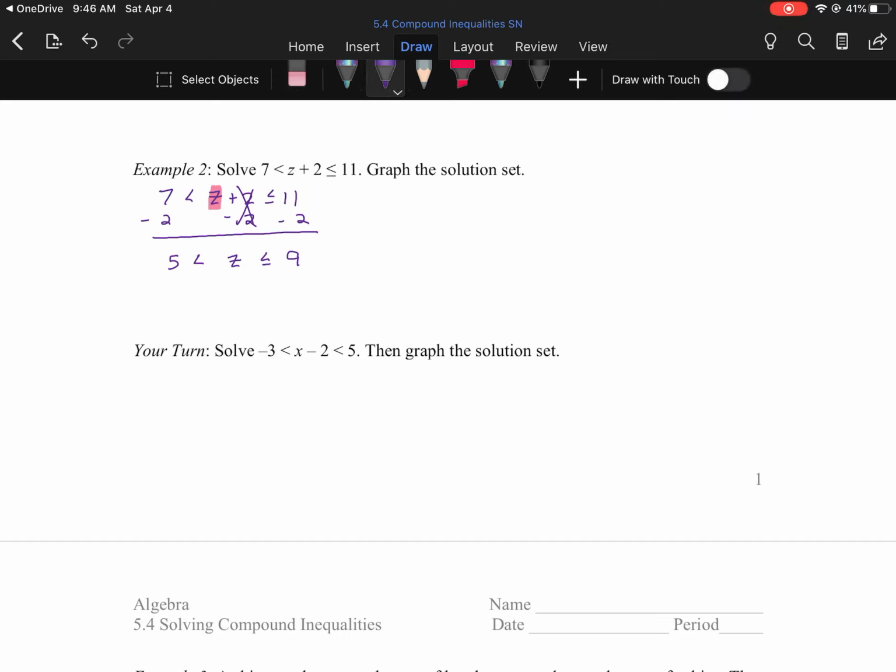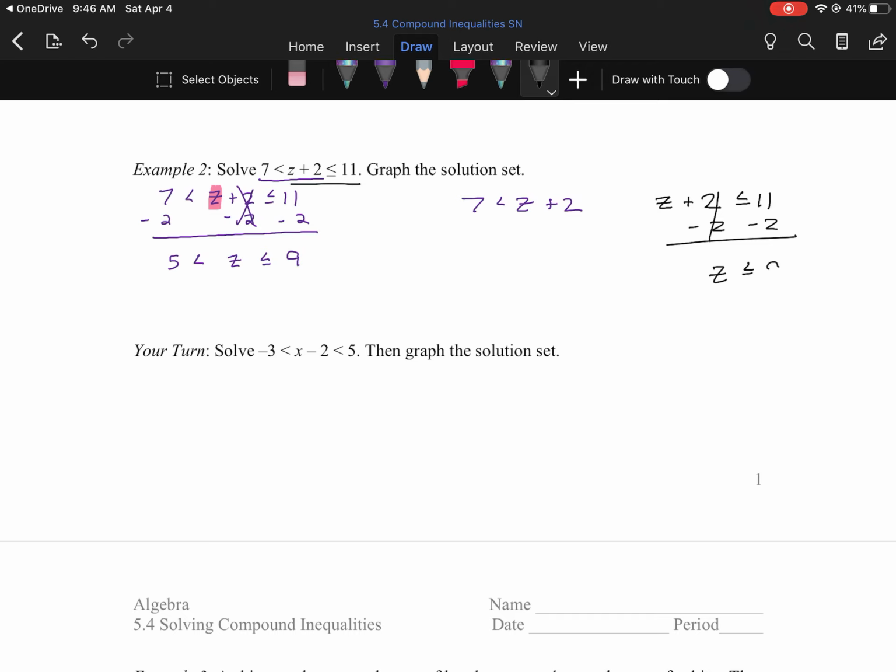All right, so I'm going to erase my graph now and show you how you could separate them if you needed to. If we needed to separate these, the first one will be just the left side of the inequality. So 7 is less than z plus 2. And my second one is going to be z plus 2 is less than or equal to 11. So now I have two inequalities that I can solve.